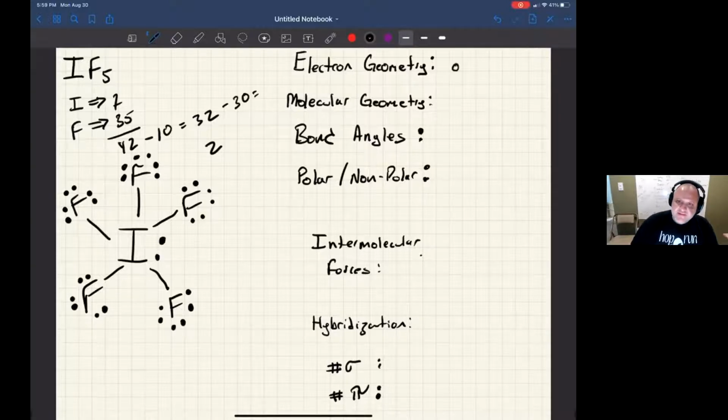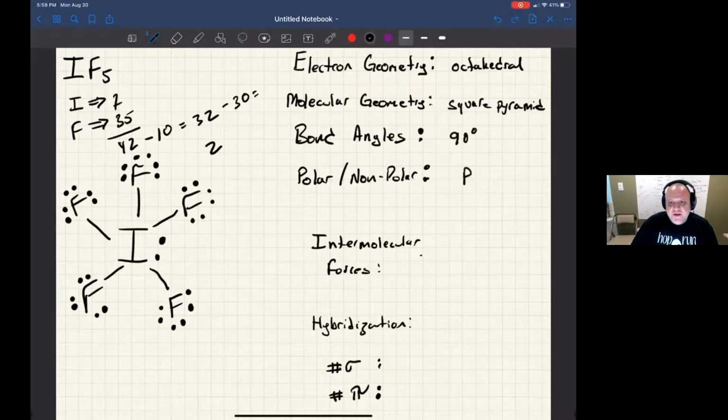Since it has 6 geometry groups, or sometimes referred to as electron groups, the electron geometry is octahedral. With one lone pair, the molecular geometry of an octahedral structure is square pyramid. So it's square pyramidal. The bond angles are determined from the electron geometry, octahedral, so they're 90 degrees. And one lone pair in a square pyramid means the bond dipoles don't cancel, so the molecule is polar.